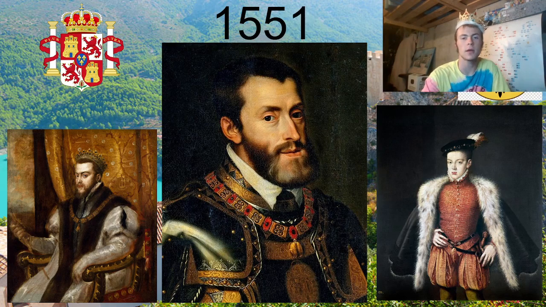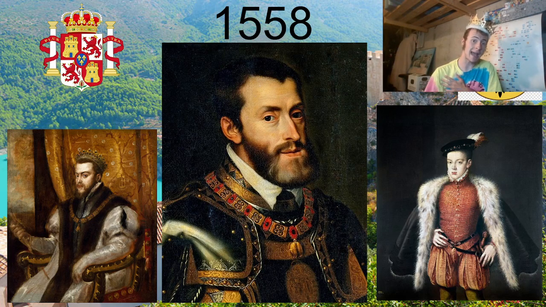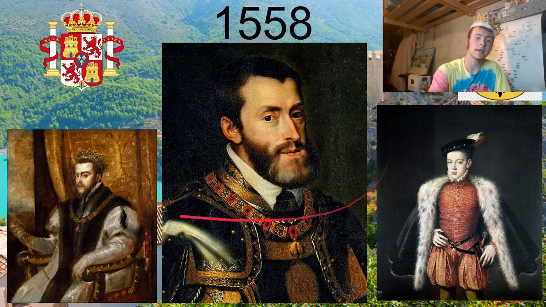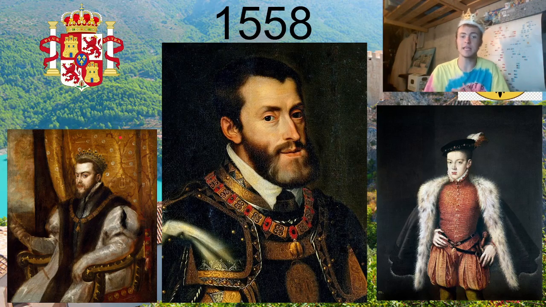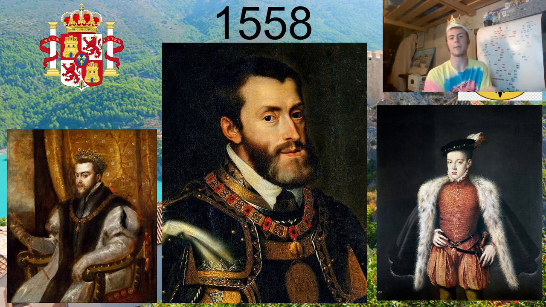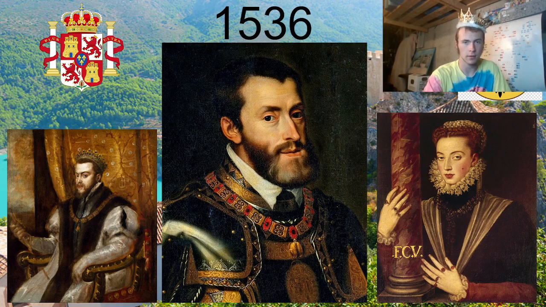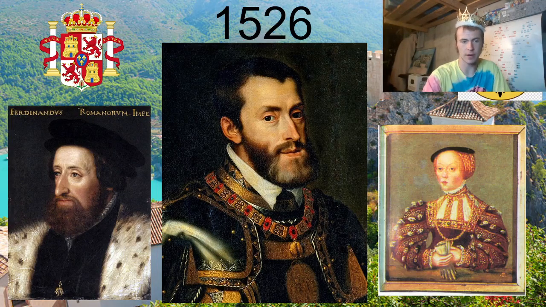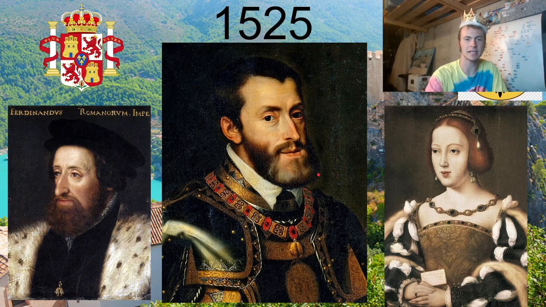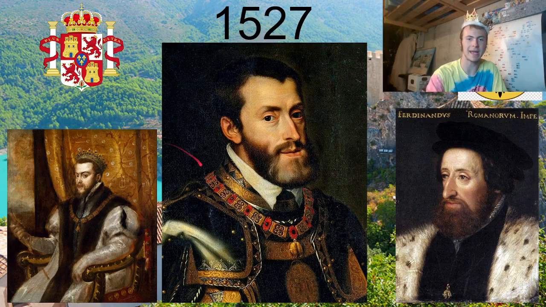So if you remember, he decides to give the title in the senior branch of the Habsburg line to his eldest son, Felipe. He says, okay, upon my death, Felipe, my eldest son, will become king of Spain. In return, I will give the title Holy Roman Emperor to my brother, Ferdinand, if you guys remember him. So this guy becomes Holy Roman Emperor upon the death of Carlos I. And his son becomes King of Spain.